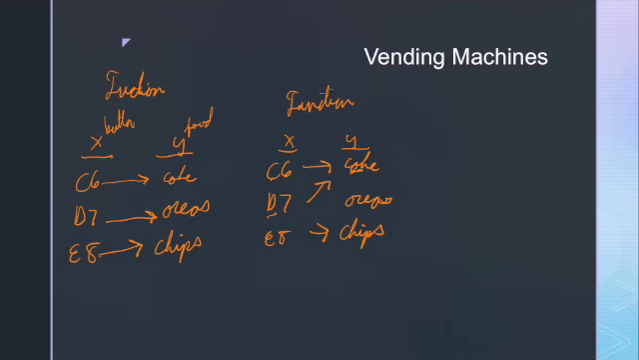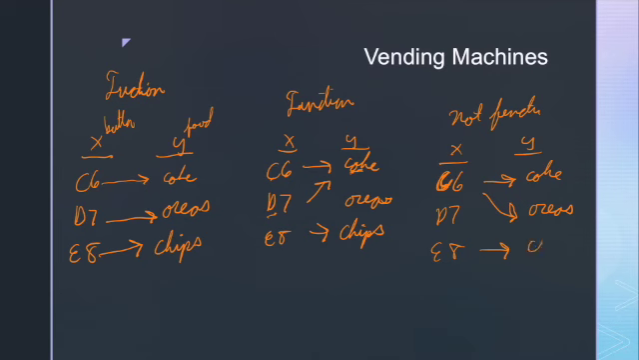When this would not be a function is if, for instance, I had C6 going to Coke and C6 going to Oreos. If I push C6, what do I get out? The vending machine's not going to give me both. That's not an option. This is not a function. This would cause my vending machine to not function. Function means something works. It would cause my vending machine to break.